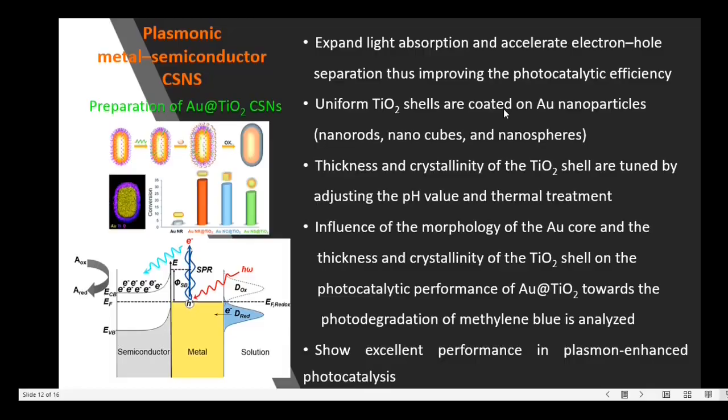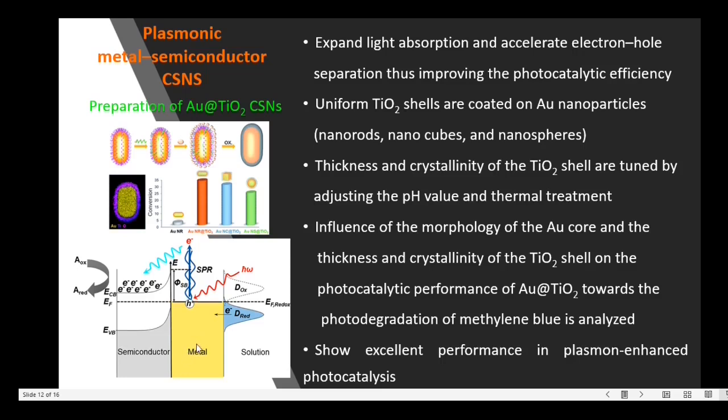shell thickness. The next one is the plasmonic metal semiconductor core-shell nanostructure, that is, metal core and semiconductor shell nanostructure. When the metal nanoparticles interact with light of suitable frequency, the electron density of the metal nanoparticle begins to oscillate at the frequency of the light, which is called the surface plasmon resonance effect. The proximity of the metal nanoparticle strongly influences the optical properties of the semiconductor nanostructure. The SPR effect enables the injection of hot electrons generated from the metal nanoparticles into the nearby semiconductor, thus expanding the light absorption ability of the semiconductor nanostructure.